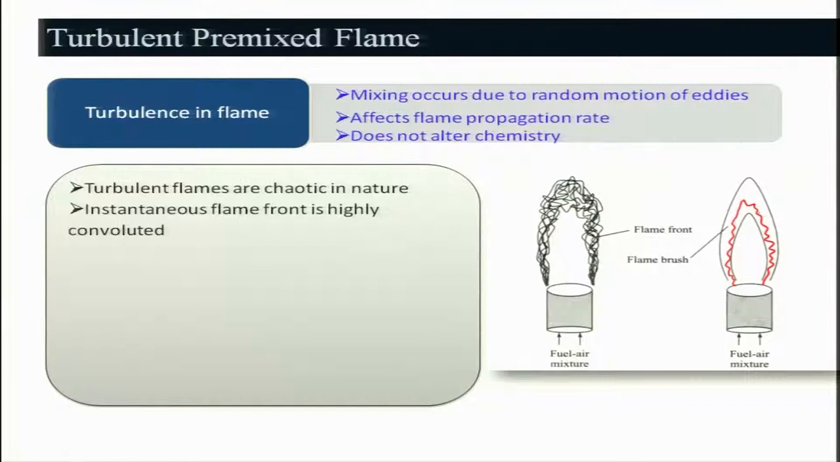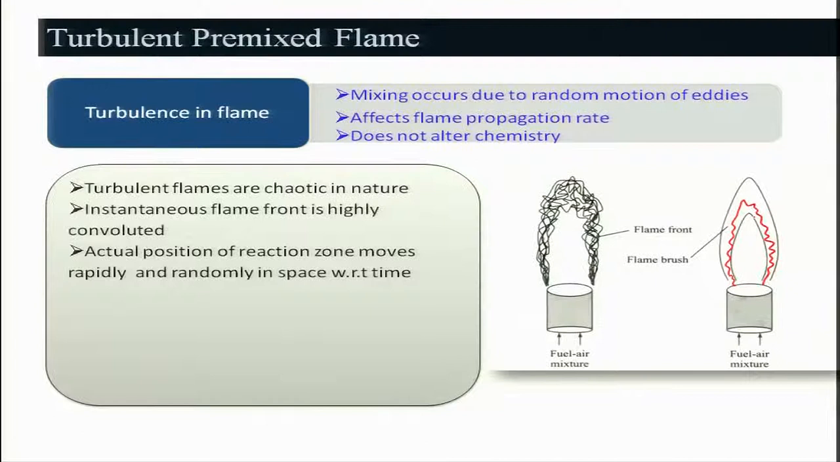So this flame is not as smooth as it looks to be. Because of the eddies, it will be violent and will try to make the flame surface wrinkled. This flame surface will be changing its position with respect to time rapidly and randomly. It will be very fast. As a result, when you take an image of a turbulent premixed flame, particularly a Bunsen flame, which is what we are talking about now, you will find that it looks like a very thick flame.